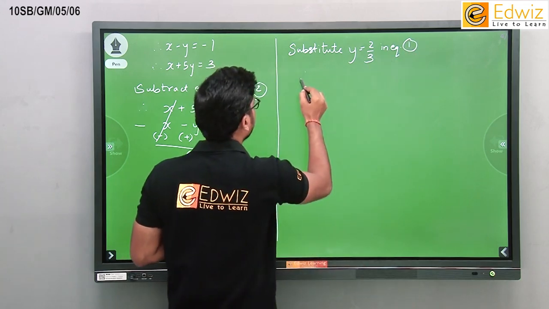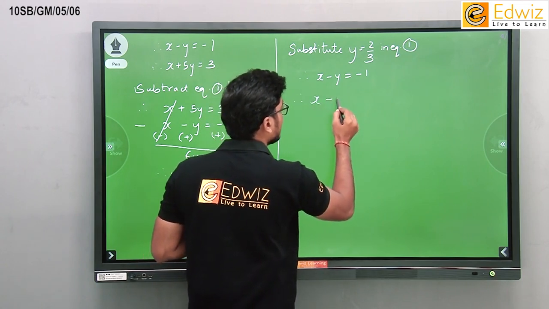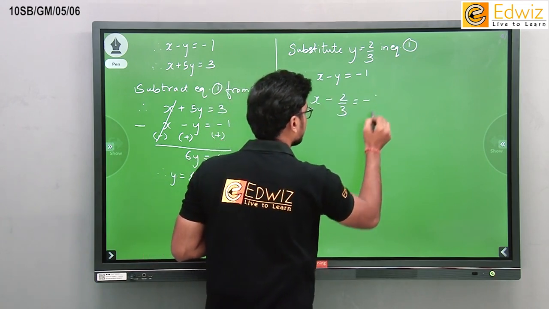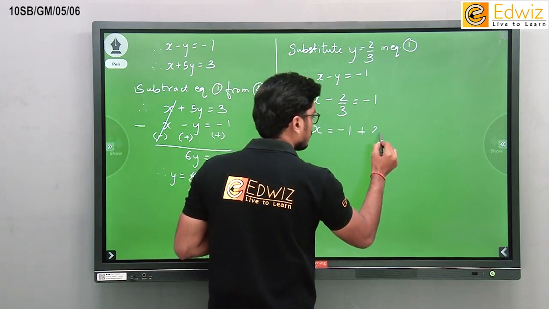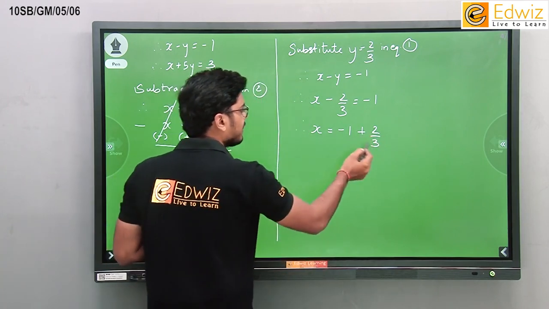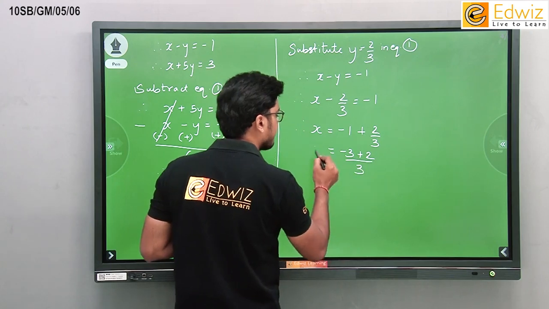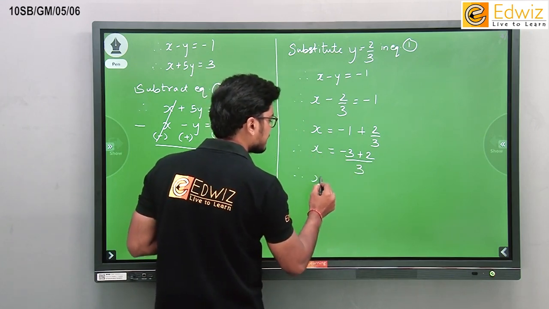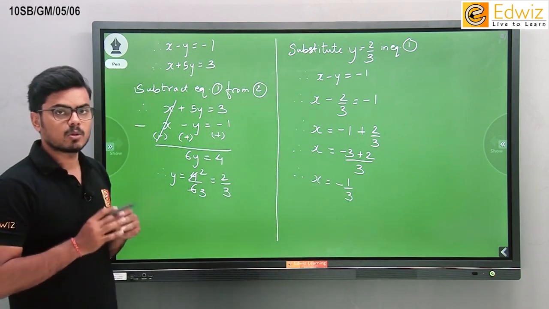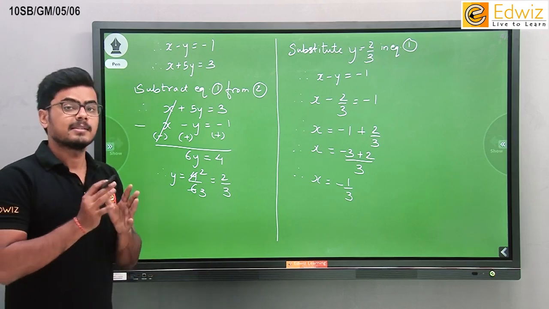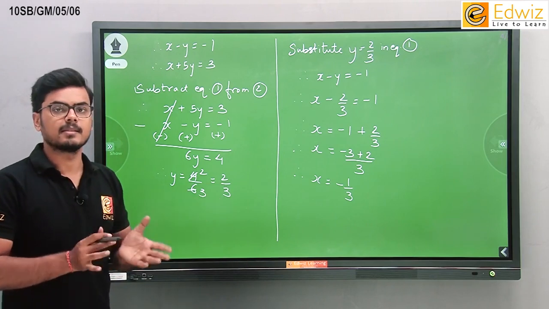Okay, so what we will get here is x minus y equal to -1. That means x minus 2 upon 3 equal to -1. Okay, that means x will be equal to -1 plus 2 upon 3. Correct? So we'll cross multiply this. -3 plus 2 divided by 3 is the value of x. That means x is equal to -1 upon 3. Correct? So the coordinates of the circumcenter of the triangle are -1 upon 3, 2 upon 3.